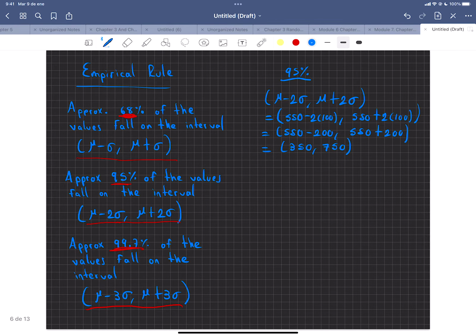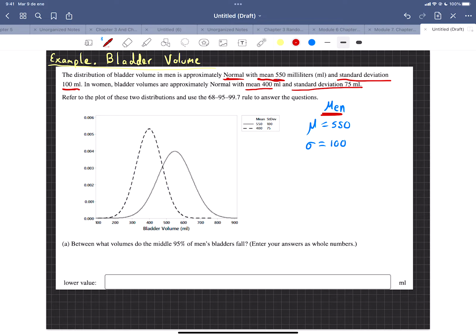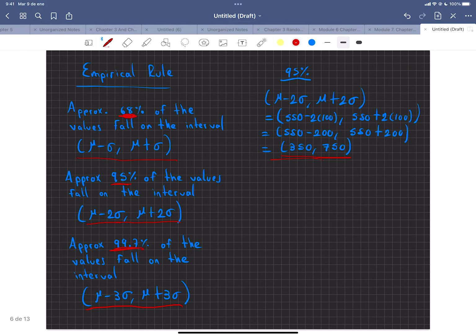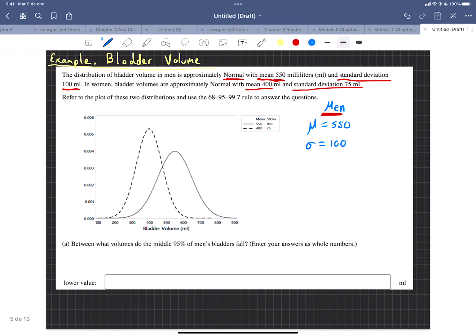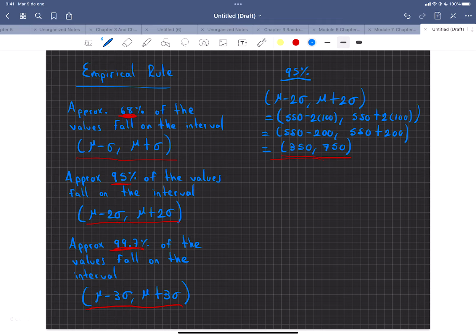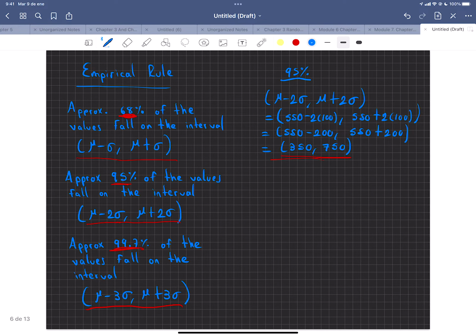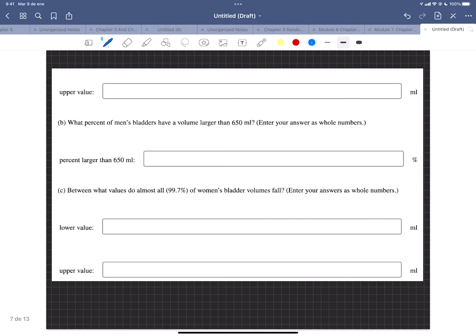So there you have, we have the interval, but it's asking only for what? It's asking only for the middle 95% of men's bladders. The lower value is this one, 350. So right here, 350. Now in the same exercise, the upper value is this one, 750. There you have.